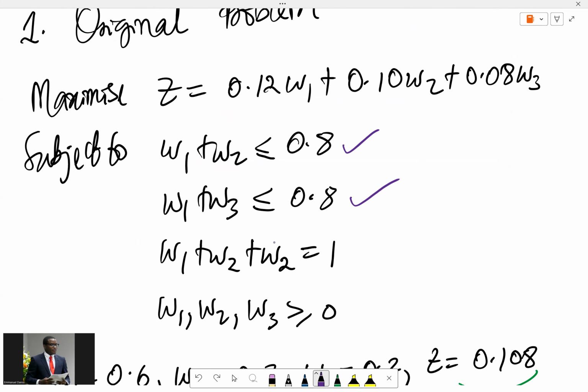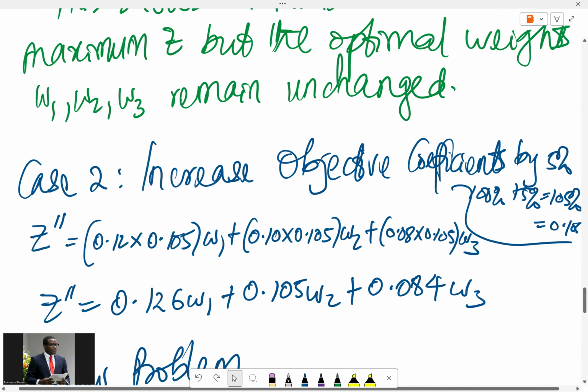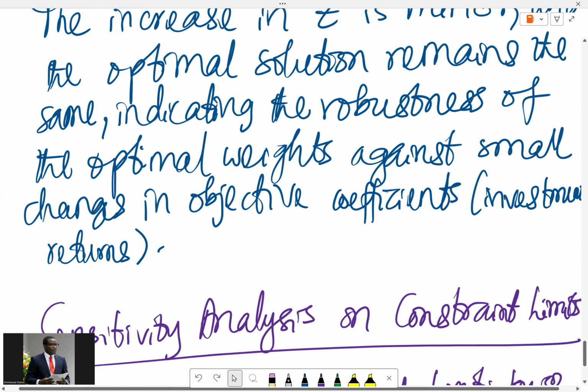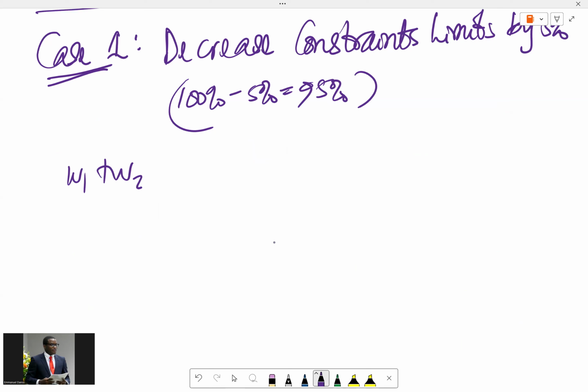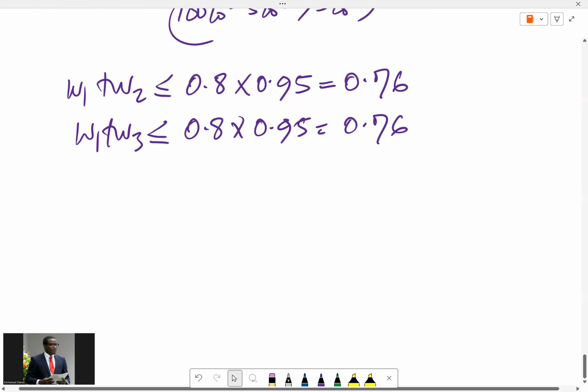by 5%. Okay. So it means that now you're going to have the new problem. So W1 plus W2 less than or equal to 0.8 will now be W1 plus W2 less than or equal to 0.8 times 0.95. And that is 0.76. Same, W1 plus W3 less than 0.8 times 0.95. That is 0.76.